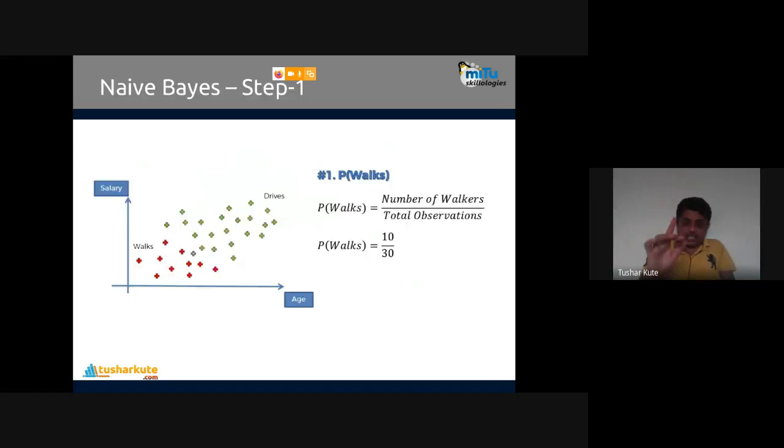Let's talk about step number one, the first value. What is the probability of walkers? Out of all observations, how many are walkers? There are 30 observations in total, and out of 30, 10 are walkers. So P of walks is equal to 10 by 30, that is 33%. Correct? That is step number one.